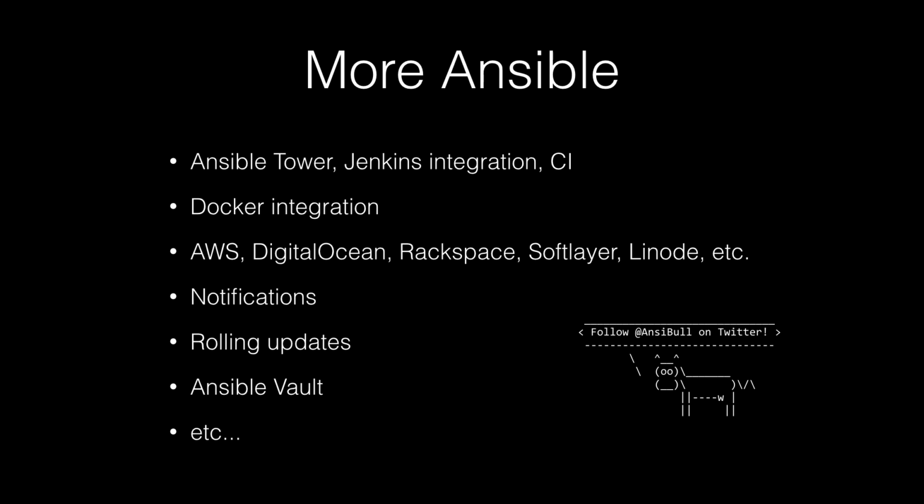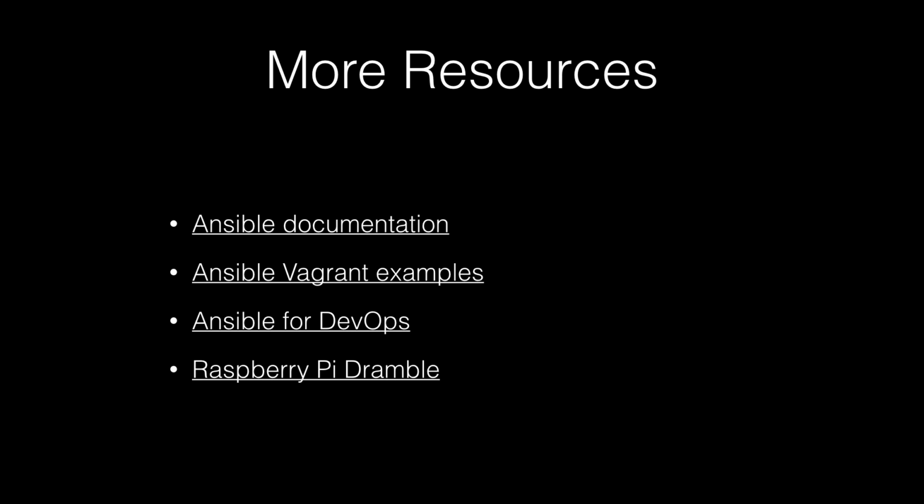Ansible also has tons of notification modules. You can do rolling updates and zero downtime deployments. Ansible has a heck of a lot of stuff built into it that I can't cover in this presentation. But I would recommend that you go and read Ansible's documentation and also see some of my repositories on GitHub, like my Ansible Vagrant Examples repository, and the Dramble repository has a lot of Ansible playbooks in it, and examples of how you can build different kinds of servers.